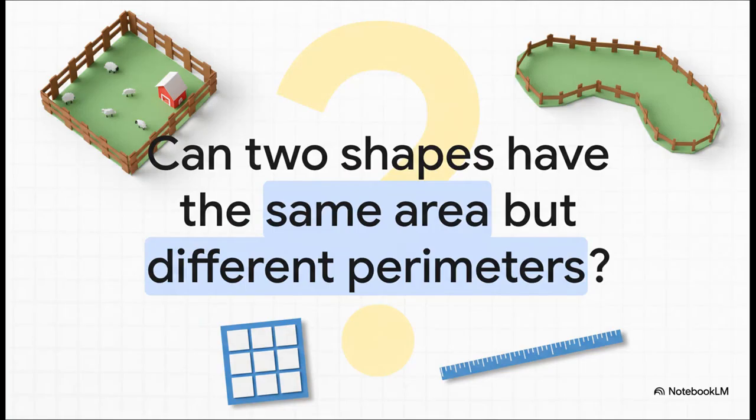And before we go, I have one last little question for my star students. Just a little something to think about. Do you think it's possible for two completely different shapes to have the exact same area, but different perimeters? Give it some thought. Maybe try drawing some shapes in your notebook and see what you find out.